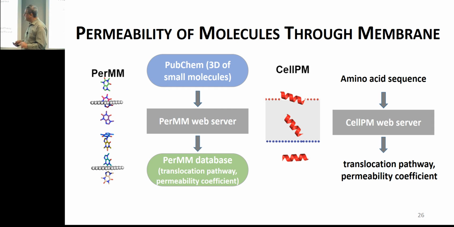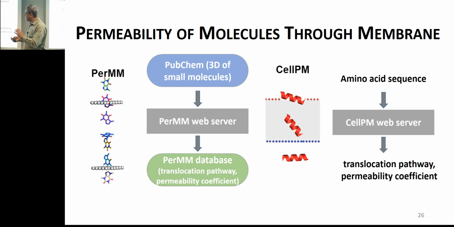And for small molecules, we made two separate programs and two independent web tools. Because in that case, you use a single amino acid sequence, and here you need to just take the three-dimensional coordinates of the small molecule drug from PubChem or some other resource. And they go through our Perm web server to calculate, okay, I'll tell you a little bit more. And the results are deposited in the database.